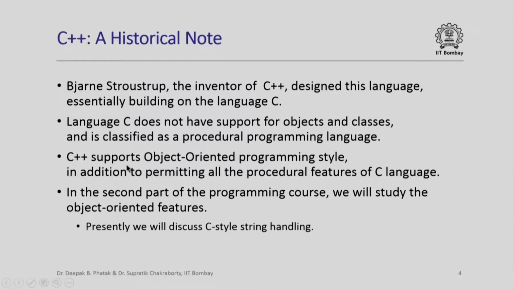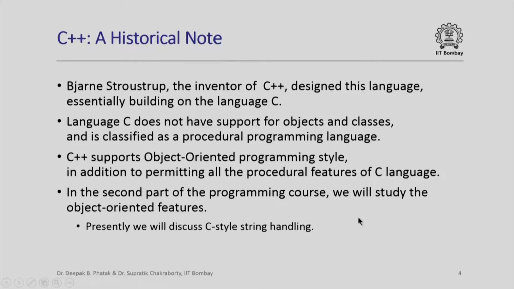C++ on the other hand was designed to support object oriented programming style in addition to permitting all the procedural features of the C language. You will notice that whatever we have discussed in this course so far essentially pertains to the procedural features of C language used in C++. In the second part of the programming course, we will study the object oriented features.